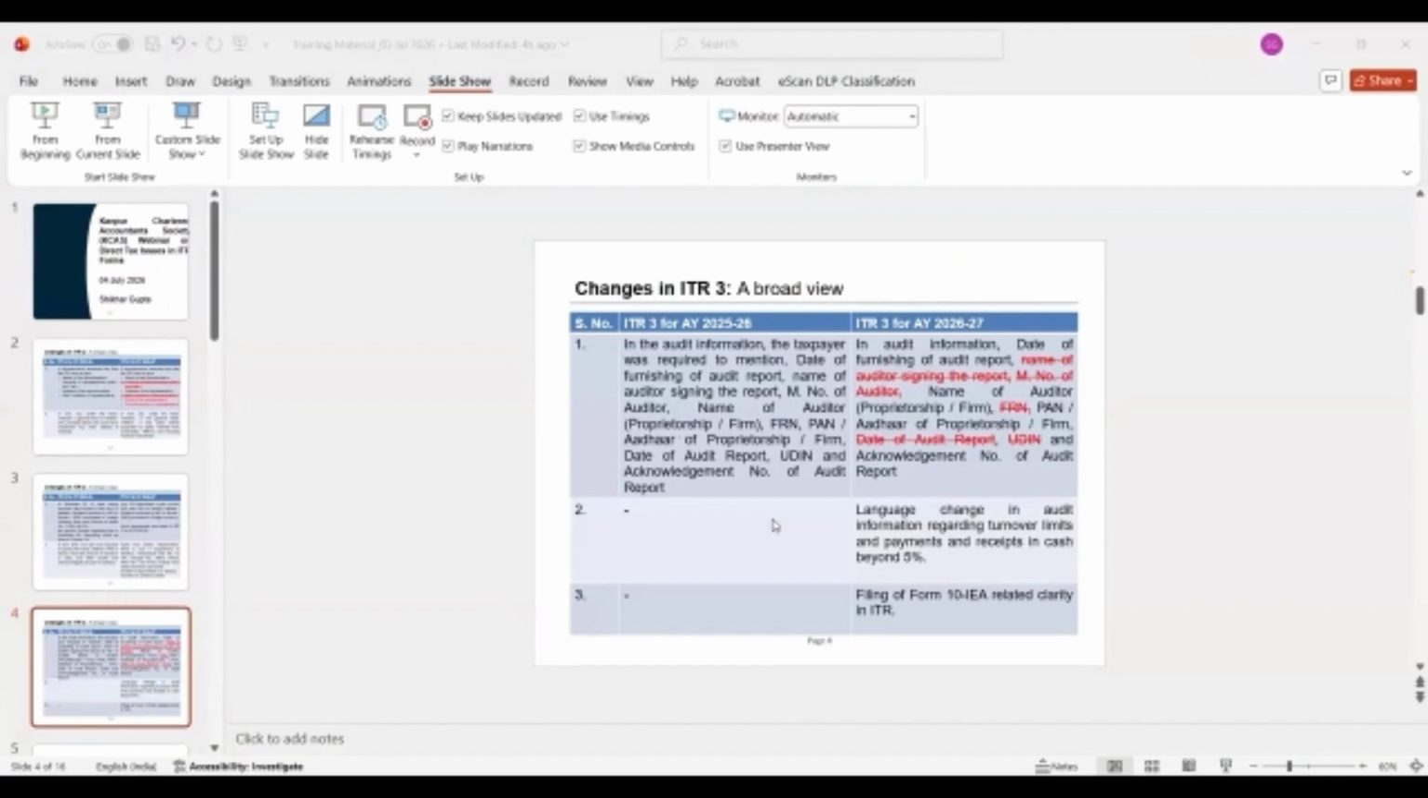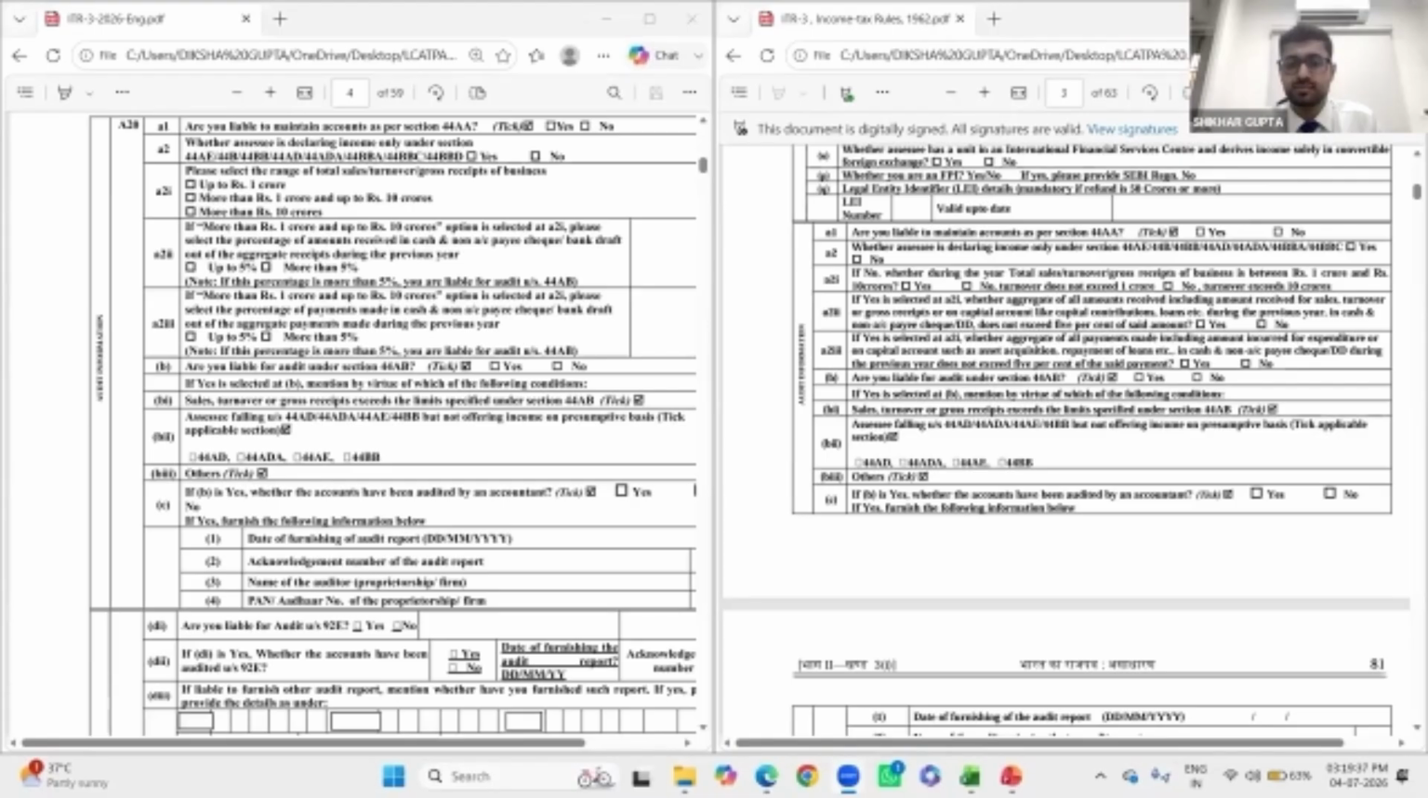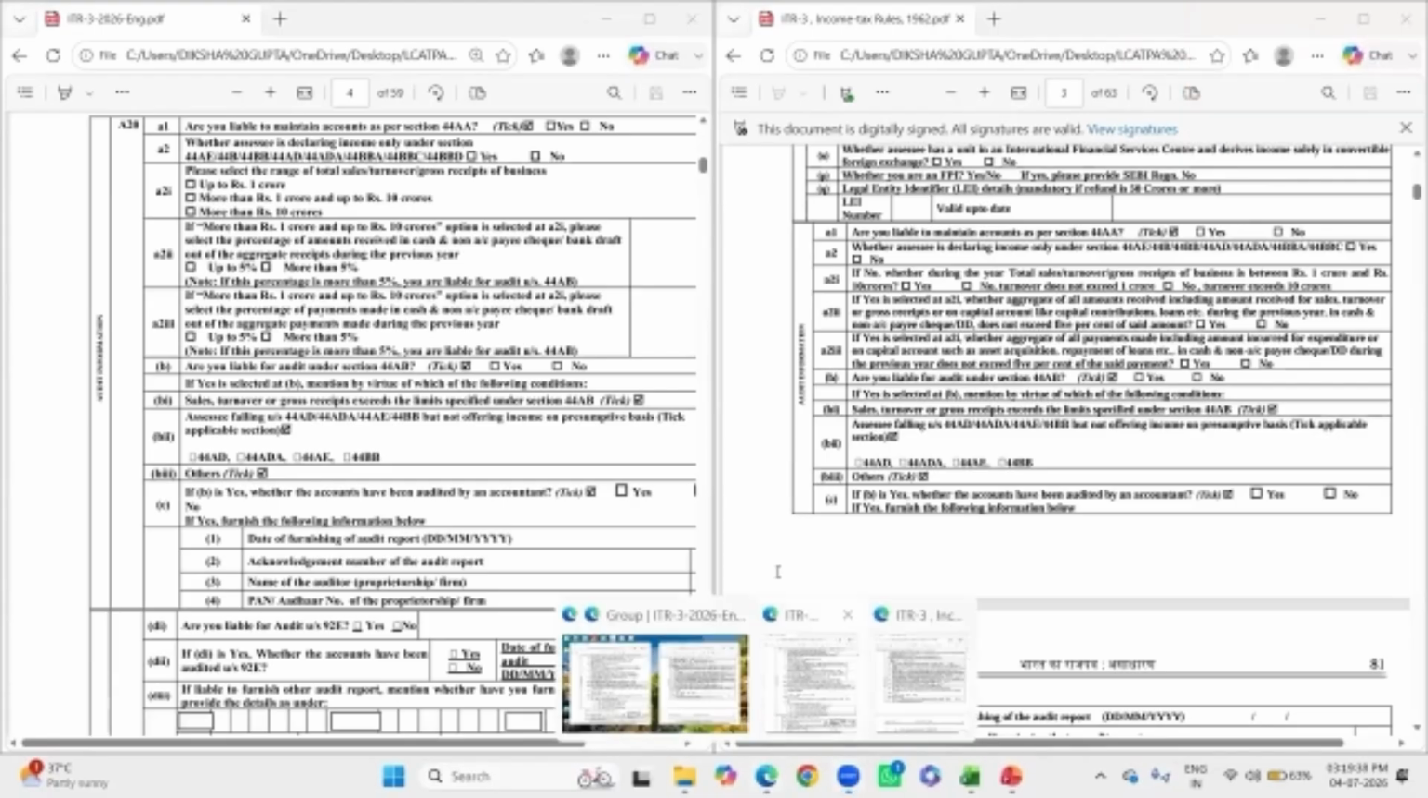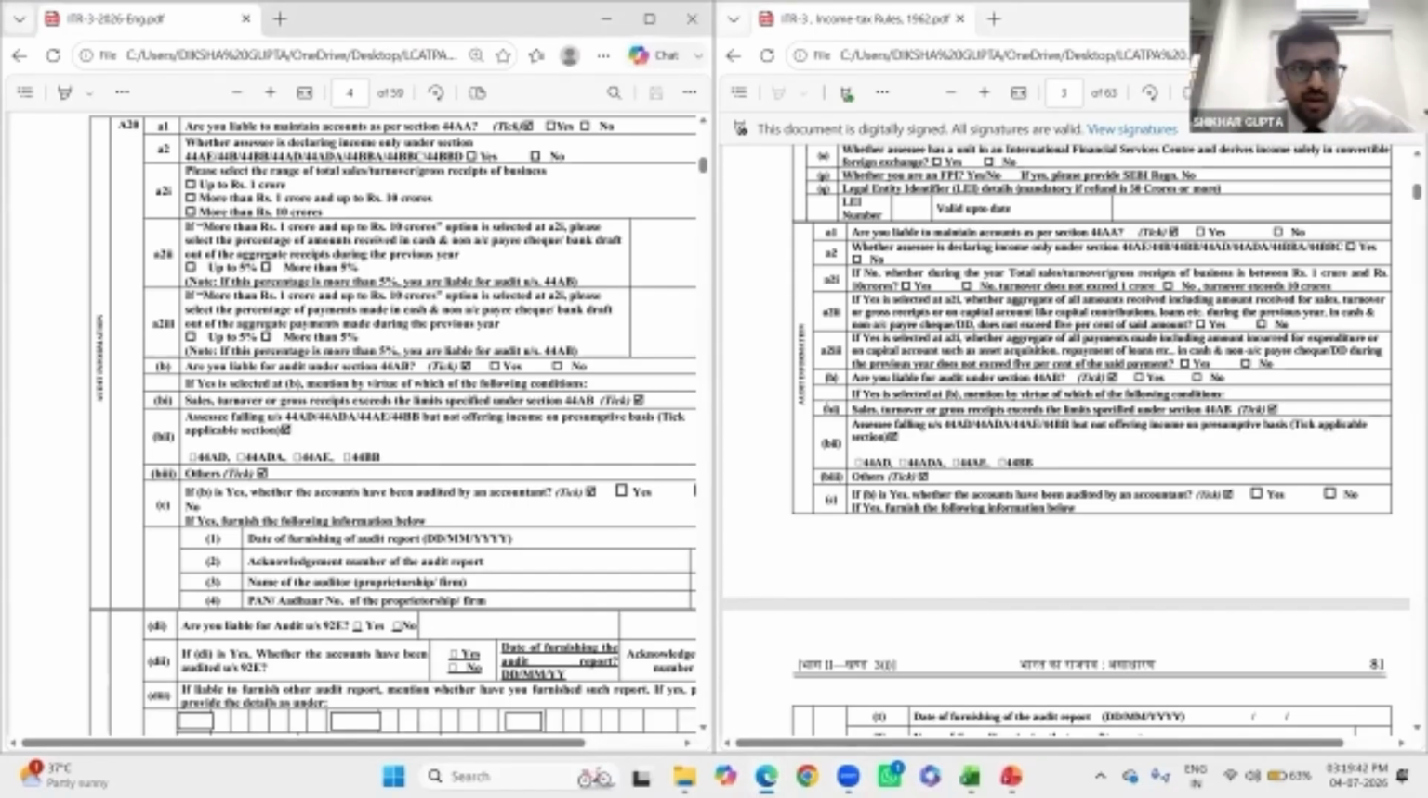Screen, is it visible? Can you see the ITR forms which are there? Shikhar, you are muted and the ITR form is not visible, only the presentation is visible. Okay, one second, sir. I'm so sorry. Yes, can you see now? Yes, visible.